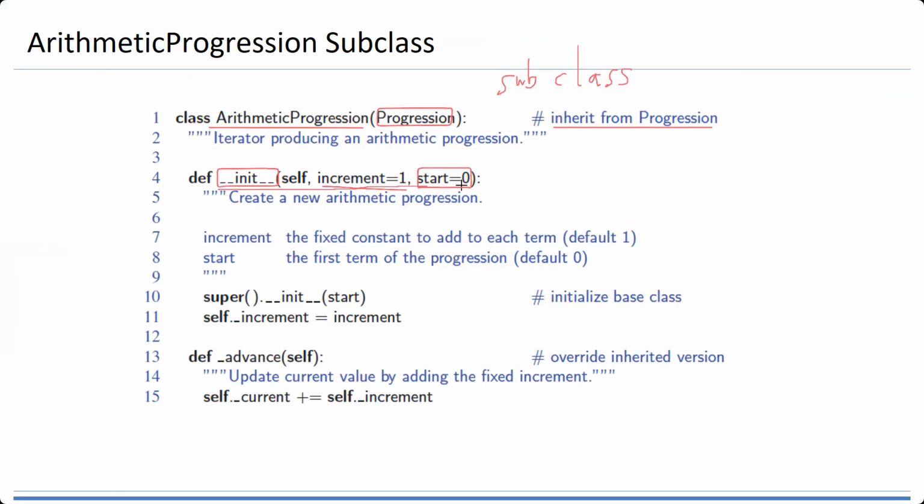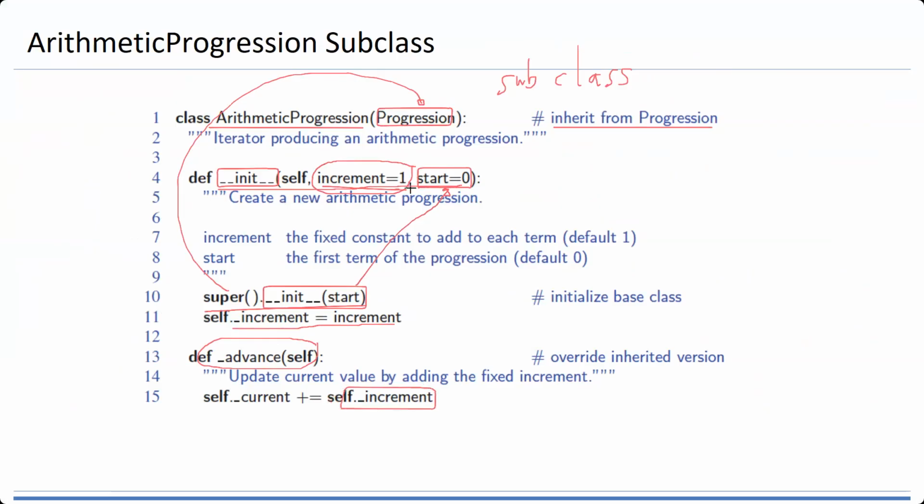When we call this one, super means I want to call the superclass, which is the progression, and then let's construct the object with the starting value. If the start is 0, then let's start with 0. Maybe if we define the starting with another value, we can have another value. So the increment will be based on the increment value. For the advance, it means I want to update with the next value. The advancement will depend on the number of the increment.